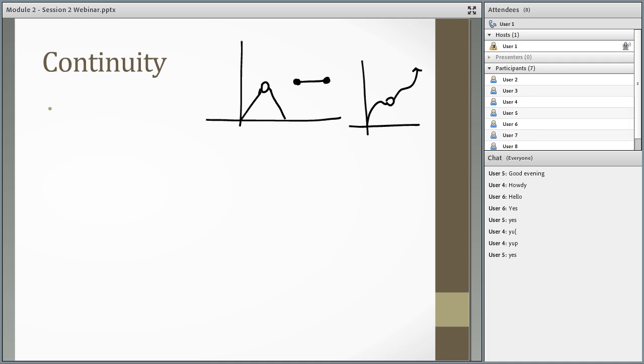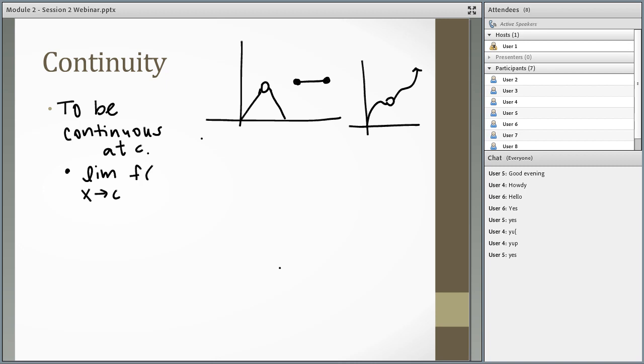So to be continuous, there are three criteria that have to be met. The first is that, it doesn't really matter what order, but to be continuous at c, let me go ahead and write that. To be continuous at c, and c can be any value, the limit of the function as x approaches c must exist.